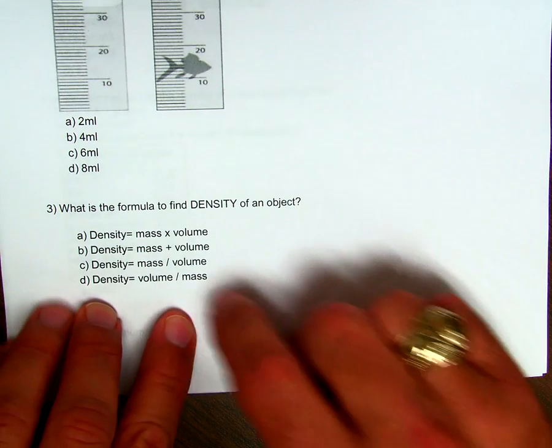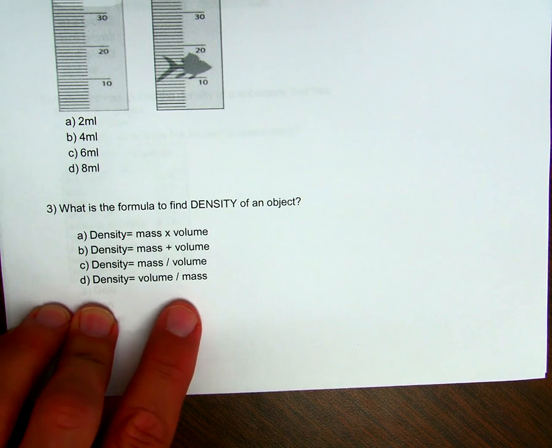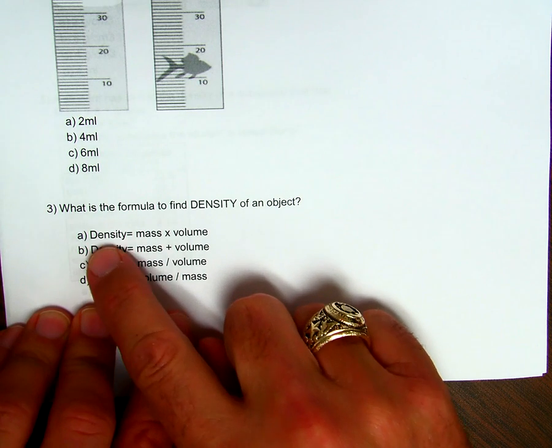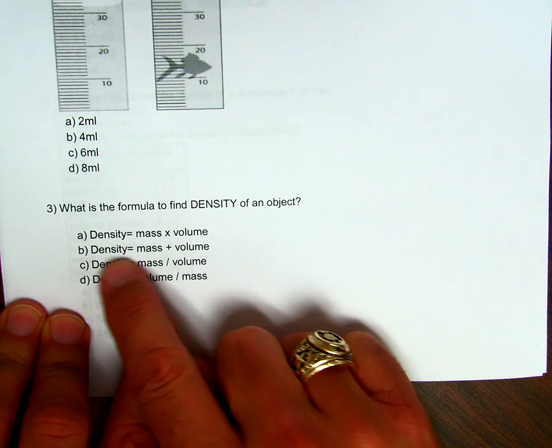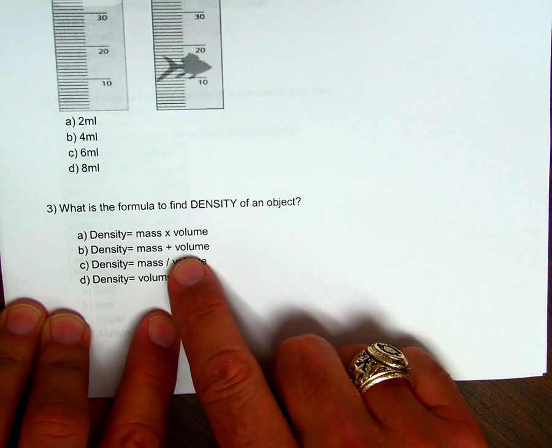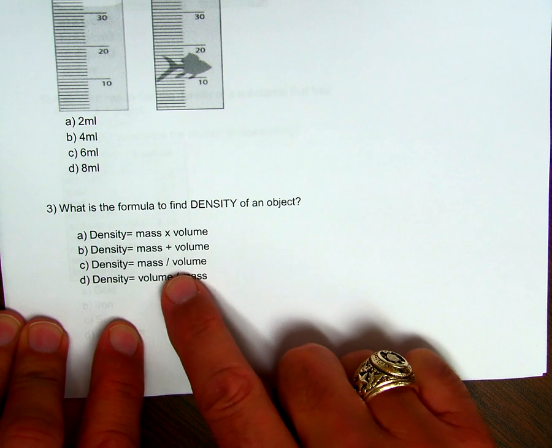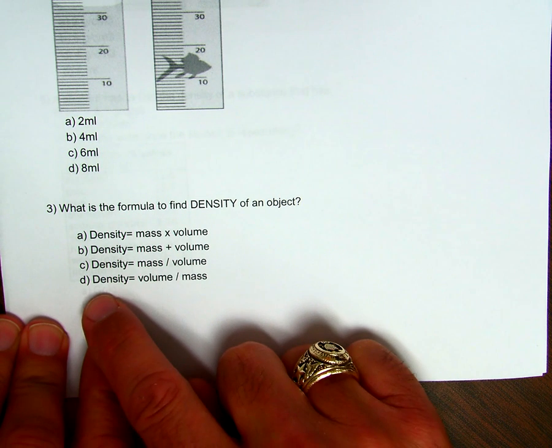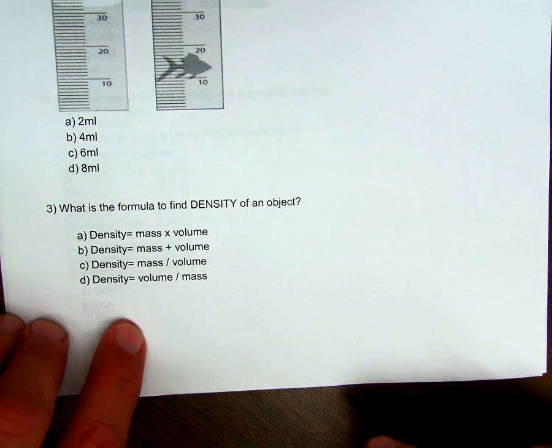All right, number 3. What is the formula to find density of an object? Is it A, density equals mass times volume? B, density equals mass plus volume? C, density equals mass divided by volume? Or D, density equals volume divided by mass?